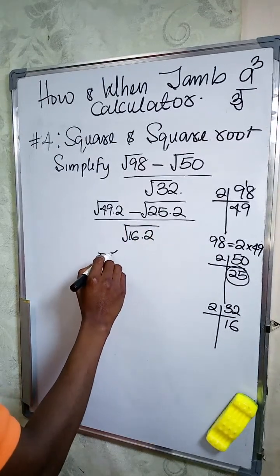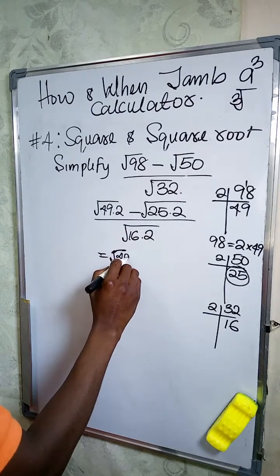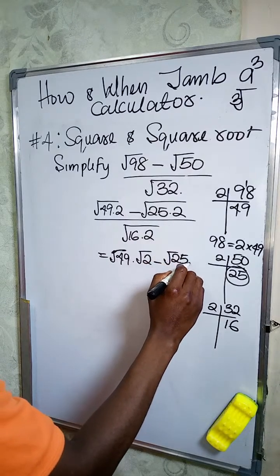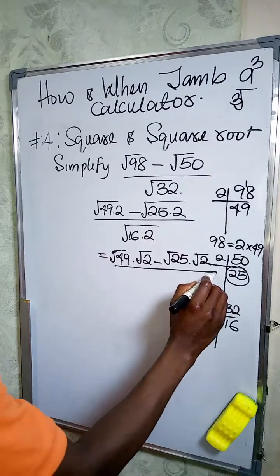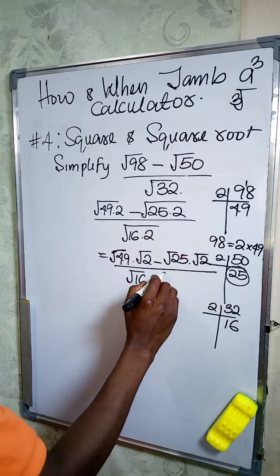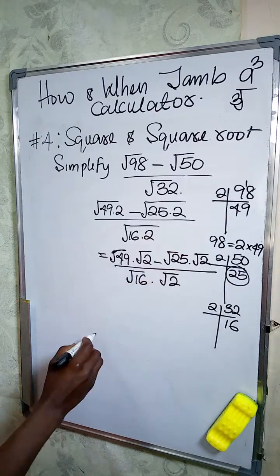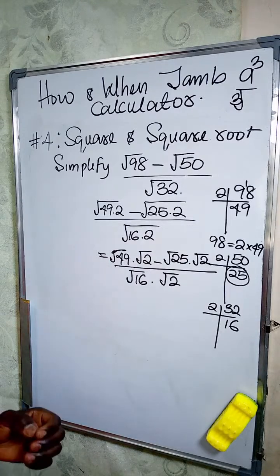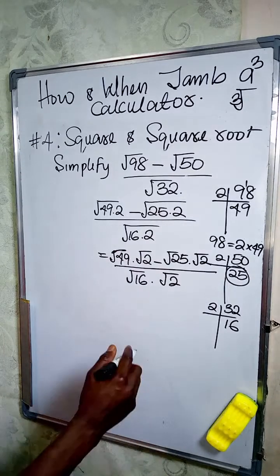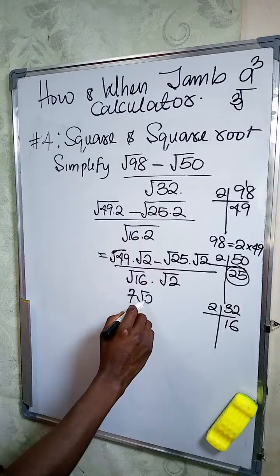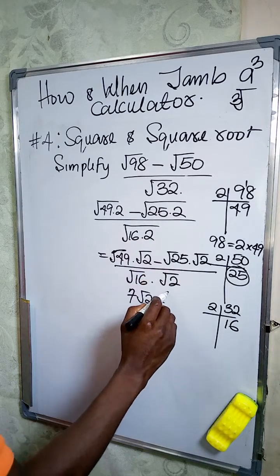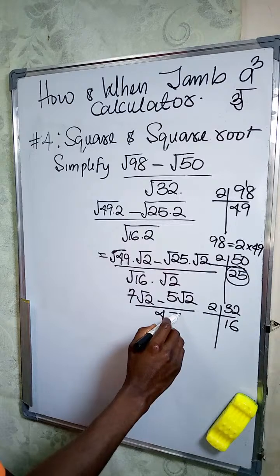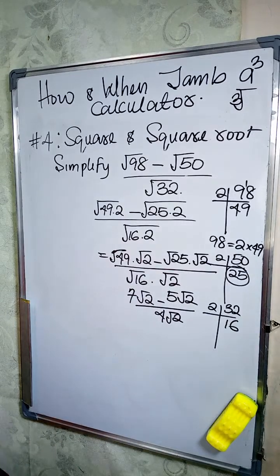When you separate them, this one will give you square root of 49 multiplied by square root of 2 minus square root of 25 multiplied by square root of 2 divided by square root of 16 multiplied by square root of 2. This one na perfect square. Square root of 49. Remember, square root of 49 will give you one simple thing, and that simple solution na 7. That one will give you 7 root 2 minus square root of 25 na 5 root 2 divided by square root of 16 na 4 root 2. So you see say all of them carry root 2 root 2 root 2.